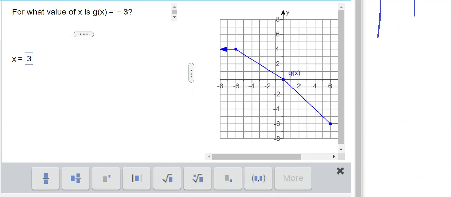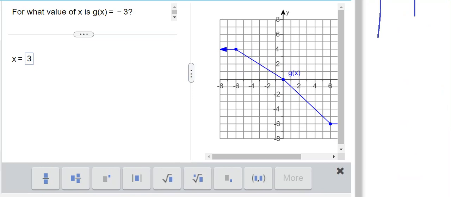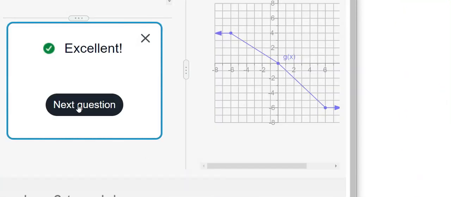Can't get it to check. Hold on one minute. Let's see if I can get it to check. All right.